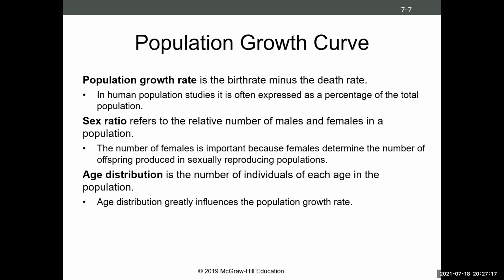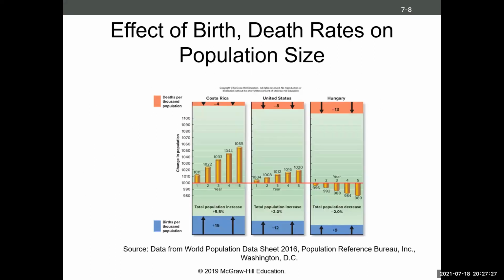And so that age distribution, along with sex ratio, really will determine population growth rate and effective population size. When we look at the effect of birth rates and death rates on population sizes, you can see that with different birth rates and death rates, a high birth rate and lower death rate gives you a pretty good increase.